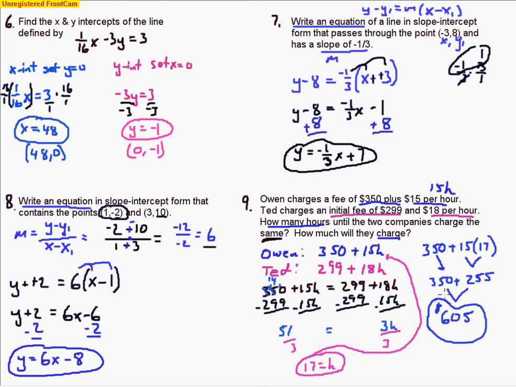Now, if you had plugged in the 17 for Ted's charge, you would have gotten the same answer eventually. 18 times 17 gives you a number, plus $299 will give us the same value of 605. Well, those are the problems you'll see on this week's test. Good luck.